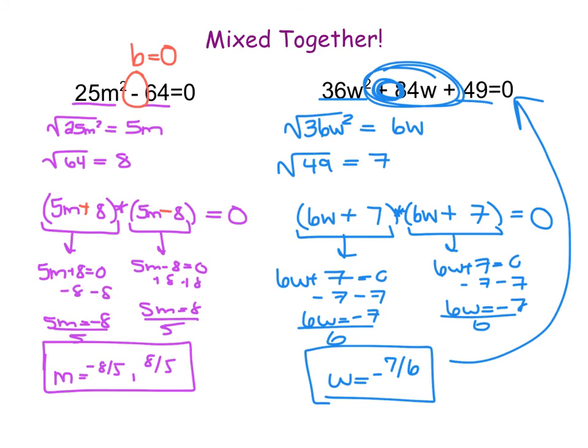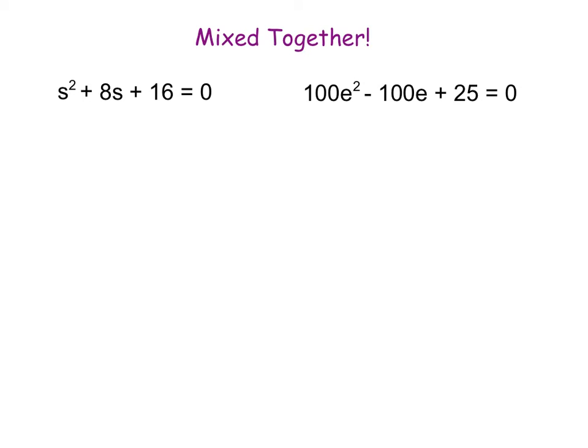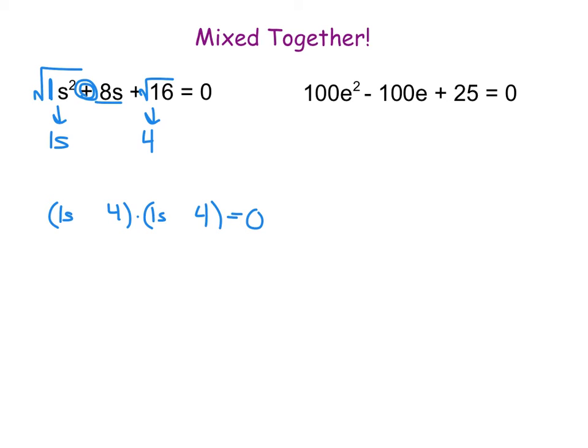So looking at these next examples, I notice that I have an a value of 1 and a c value of 16. Both of those are perfect squares. So I'm already going to jump down and write out my two parenthesis pieces. If I square root the 1s squared, I get just 1s. And if I square root the 16, I get 4. So those are the two values that go inside of my parentheses. So I have 1s, 1s, 4, and 4. Then because I have a positive middle term, I have two positive signs inside of those parentheses.